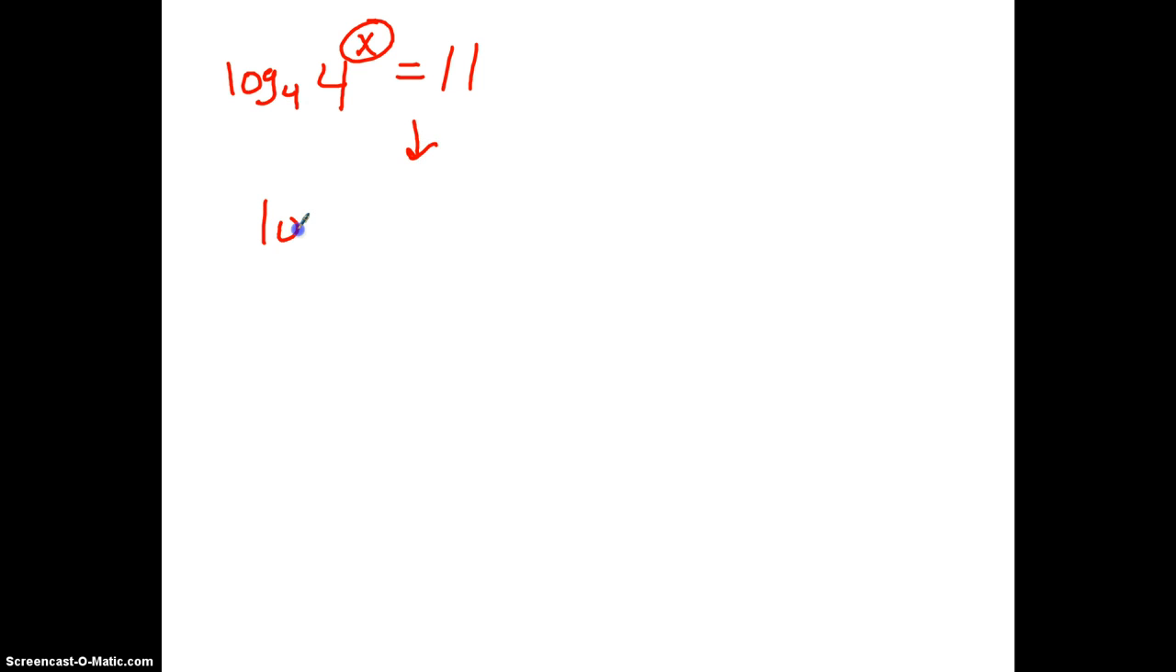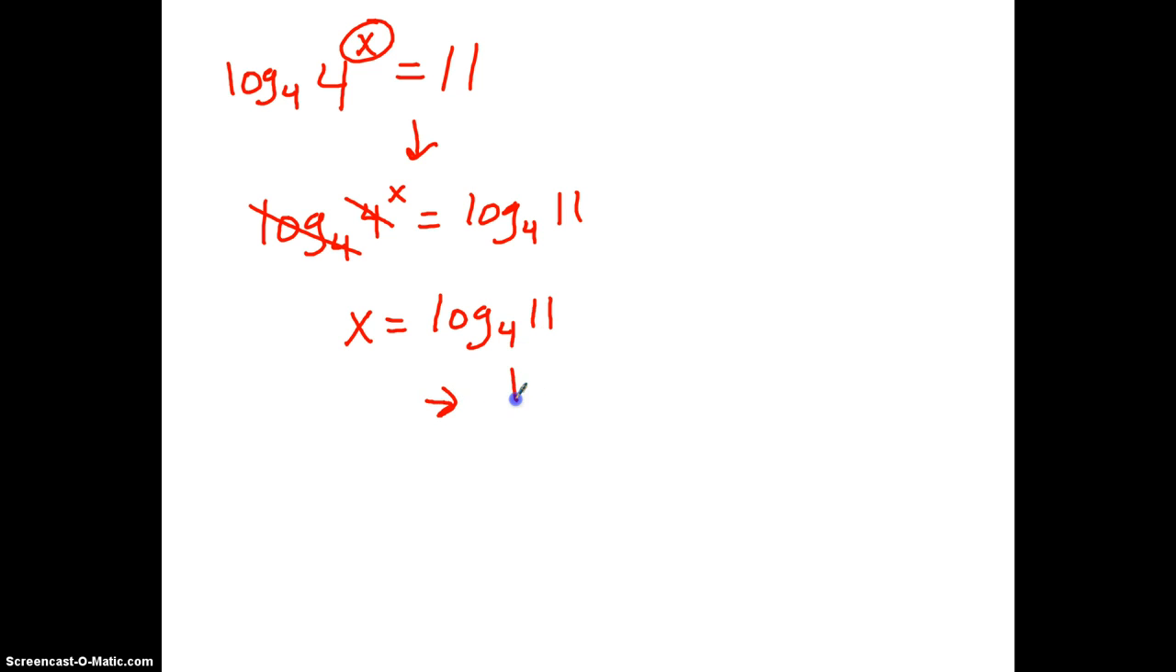Let me rewrite it down here. So log base 4 of 4 to the x equals log base 4 of 11. Whatever you do to the left, you have to do to the right side. And then these are inverses of each other, so I'm just left with x equals log base 4 of 11. Now we can use the change of base formula, which we learned a day or two ago. This is written as log 11 over log 4. Use your calculator here. You get x equals 1.73.